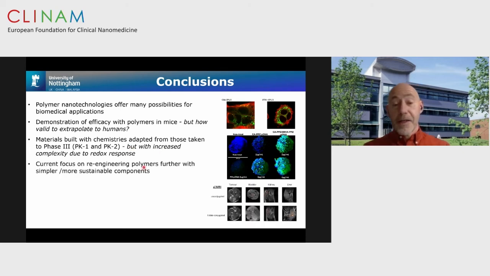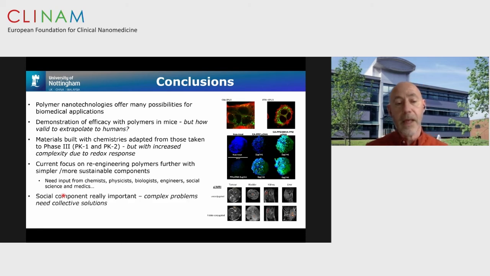So we're trying to re-engineer the polymers further with simpler but also more sustainable components. And I think that's an important message that we need to take forward. And that needs inputs from a whole range of people, again, social scientists as well as medics, and our usual suspects of chemists, biologists, pharmacists, and so on. But we do really need to have social scientists to try and see, are these medicines going to be acceptable, and an economist, to see whether we can pay for them. So I think the social component is really important. We have very complex problems, and they do need collective solutions.